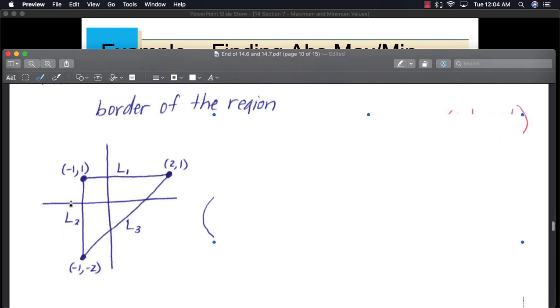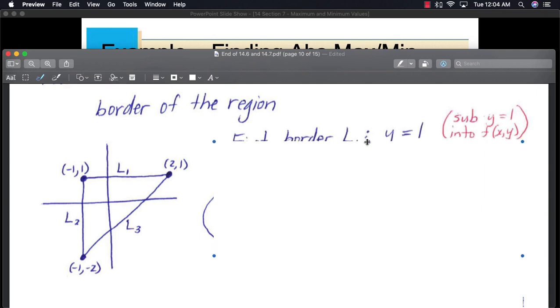here's our region. It's our triangular region. Notice that I went ahead and named each side. I labeled each side. So this is line 1. This is line 2. This is line 3. I didn't have to call it these things. I could have called line 1 this guy, line 2 this guy. It doesn't matter. But the point is that we need to evaluate what's going on on the borders themselves using the function they gave us.